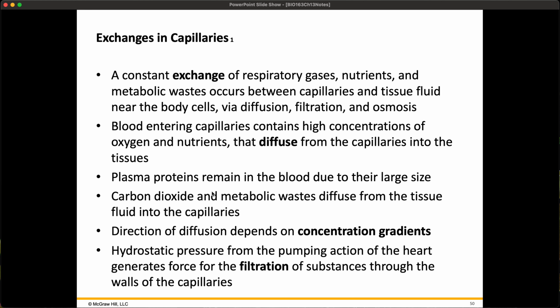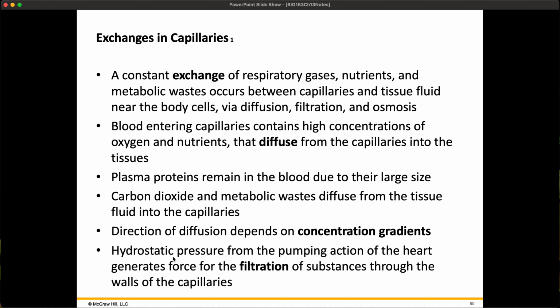Plasma proteins tend to remain in the blood due to their larger size. Remember those albumins and globulins, things like that. They'll tend to stay there unless they get certain signals that allow them to move through capillary beds. Carbon dioxide and metabolic wastes go from the tissues, from the interstitial fluid, into the capillaries, because there's going to be a lot less carbon dioxide and metabolic waste in the capillary beds. So they will naturally diffuse into those spaces. Again, these are passive actions depending on concentration gradients.